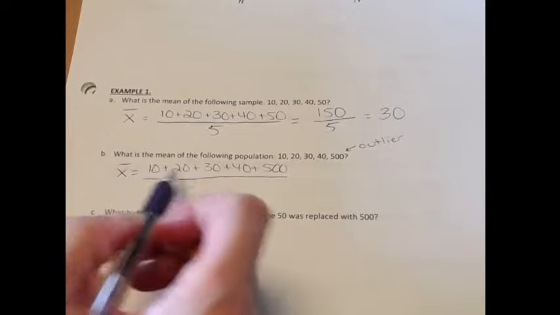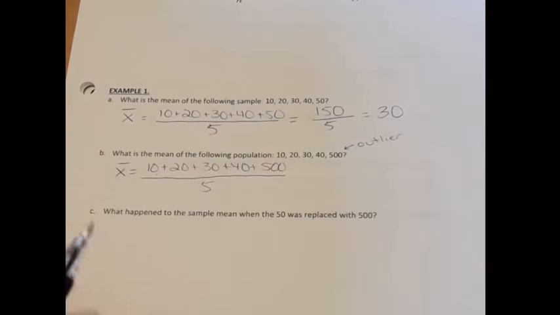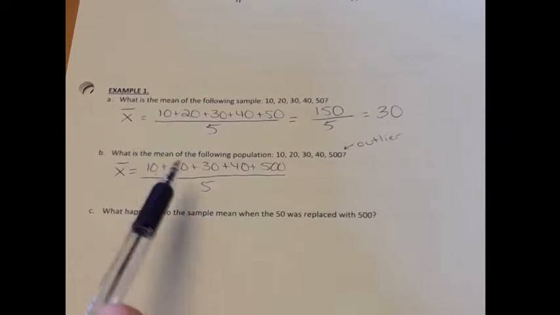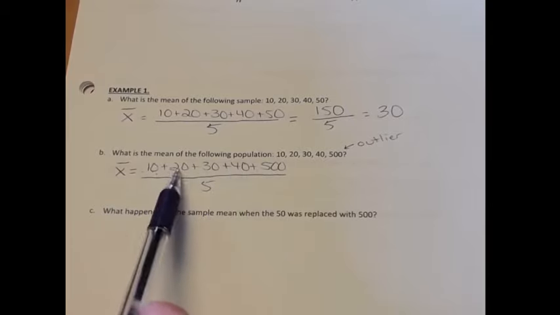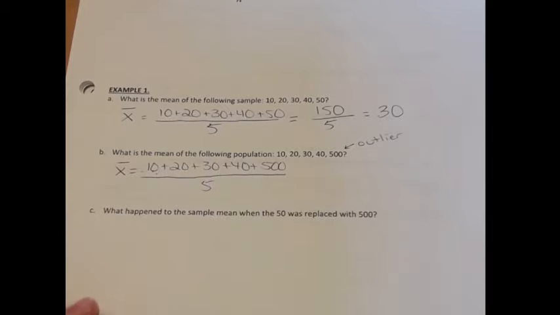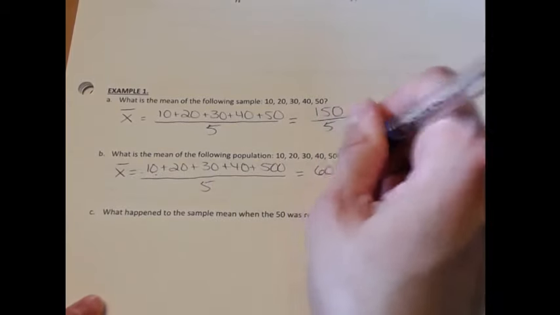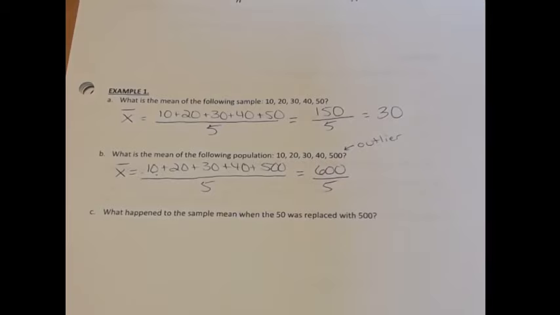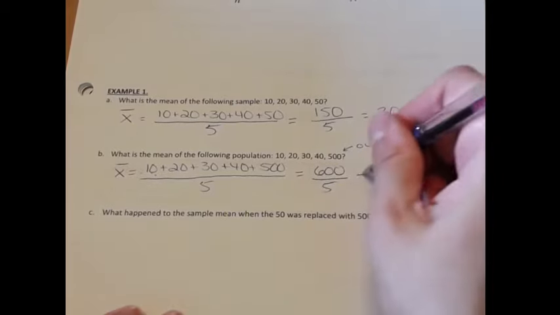And we're going to divide by 1, 2, 3, 4, 5. We still have 5 values. So again, in my mind, I'm going to do 10 plus 40, that's 50, 20 and 30, that's another 50, 50 and 50 is 100, 100 plus 500 is 600. So we have 600 over 5. If you take 600 and you divide it by 5, you get 120.